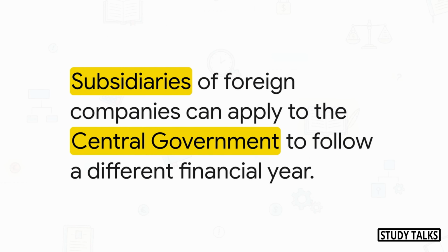Now for a really important exception. What happens if an Indian company is a subsidiary of a foreign company that uses, say, a calendar year? Well, for easier consolidation, they can apply to follow a different financial year. And here's the exam twist. Who do they apply to? The central government. Not the tribunal, not the ROC, the central government. This is a recent change, so you can bet it's on ICAI's radar.